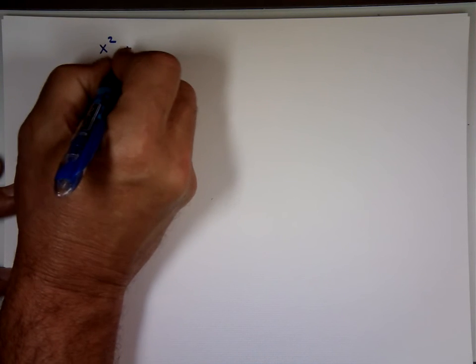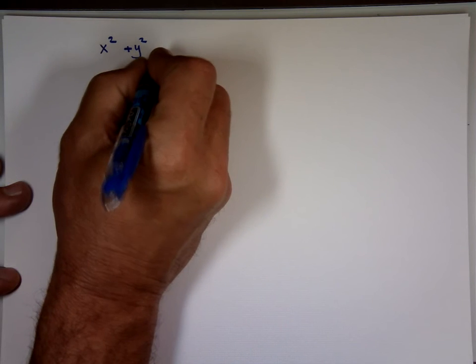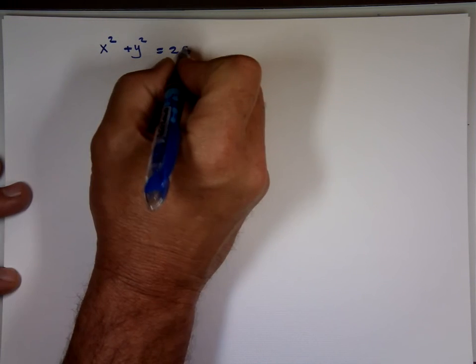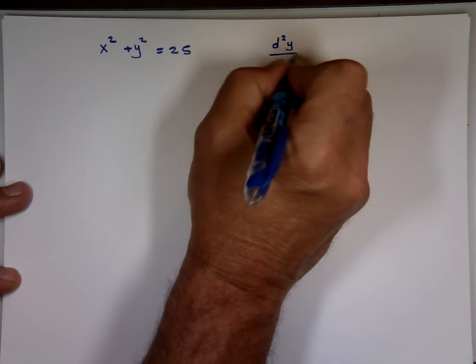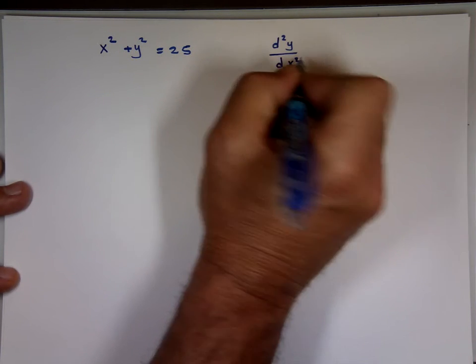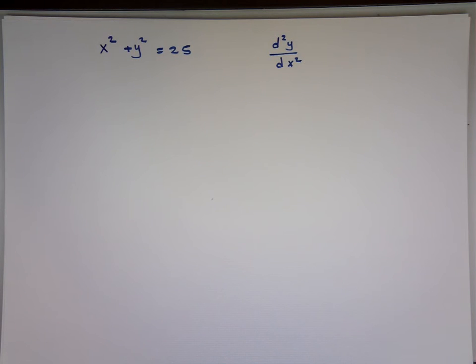Let me try one more. Does anyone know what this is the graph of? Anyone? That's a circle with a radius of 5, right? Center at the origin.